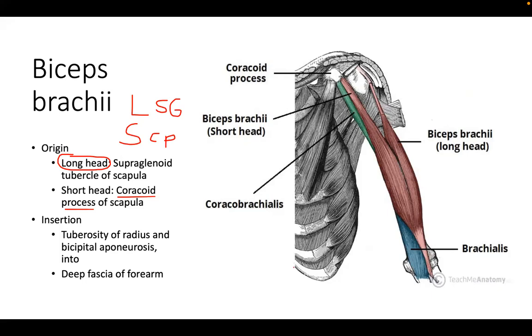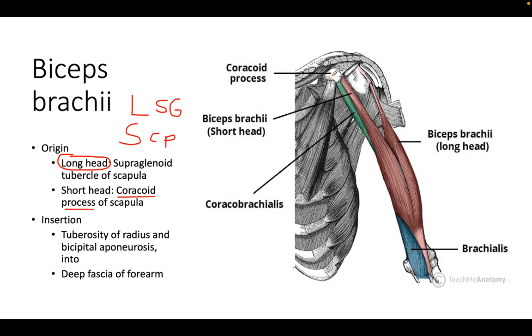Now look at the coracoid process. Look at this pointer here. Coracoid process. Okay, what originates from the coracoid process? Long head, short head. What originates from the coracoid process? It is the short head. Okay, the short head.